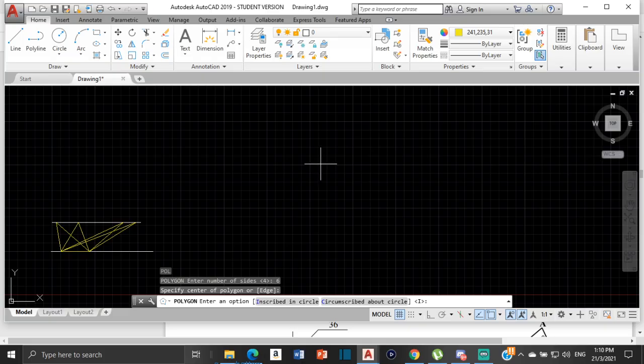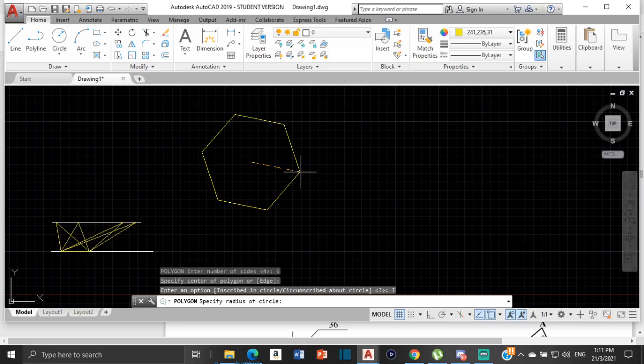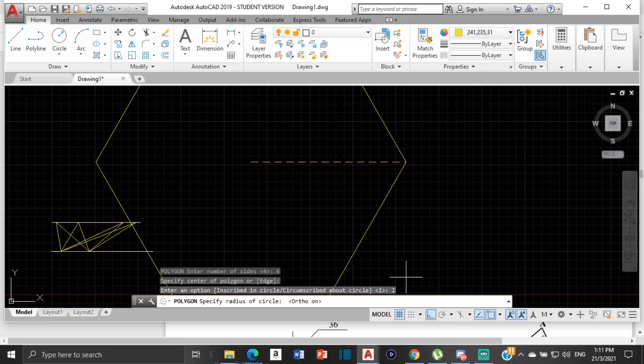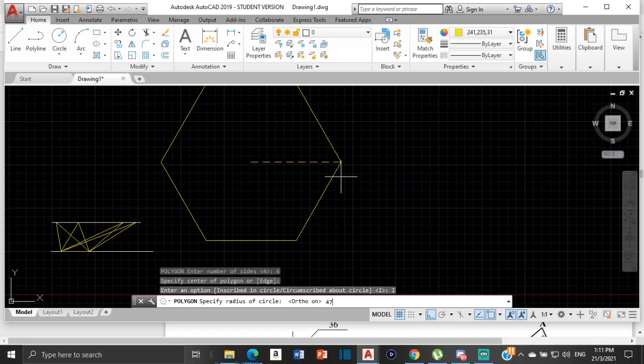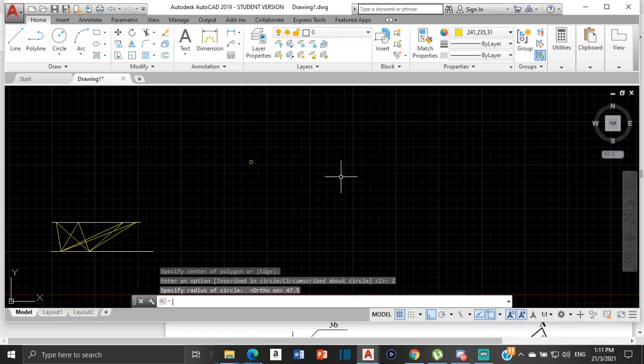Okay, and then it's asking us if you want the polygon to be inscribed in the circle or circumscribed about the circle. We want it to be inscribed in the circle, like the one on the question paper. So we're going to select inscribed. Then specify the radius for the circle. The radius for this circle is going to be 47.5. Let me just turn on ortho to ensure that it's straight here. We're going to use 47.5 and press enter.